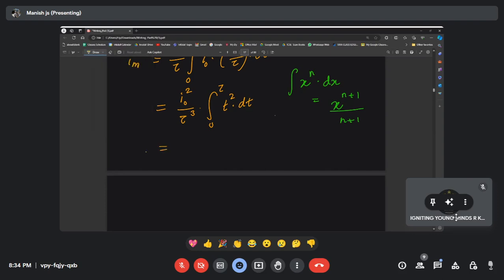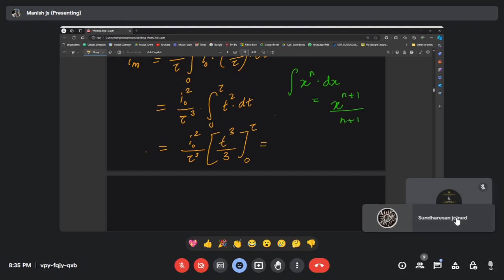Now you go and write it. That is equal to I naught square upon tau cube. Integration of t square dt would basically be t cube upon 3, with limits from 0 to tau. Now for the final expression, you do upper limit minus lower limit. Only the tau term comes into the picture. So you can write that as I naught square times tau cube upon, at the bottom, tau cube into 3.